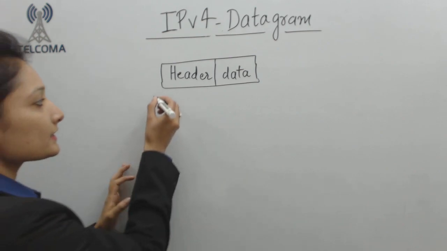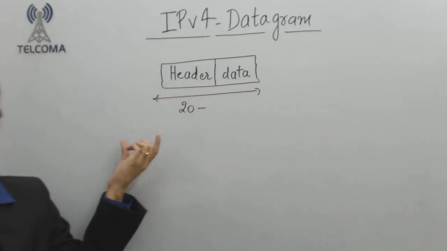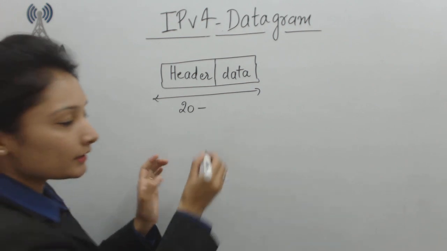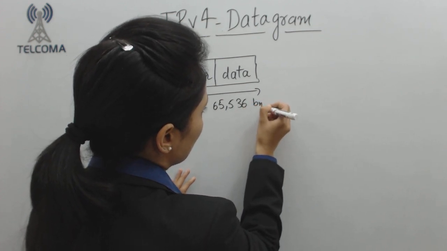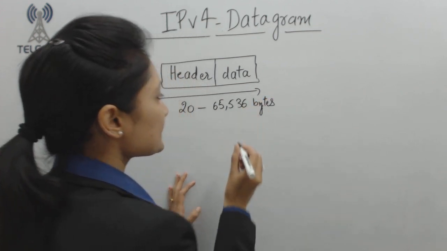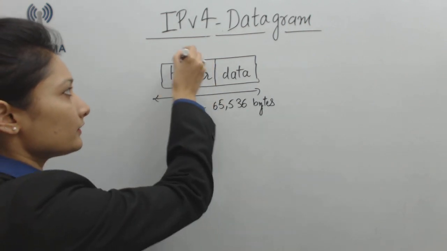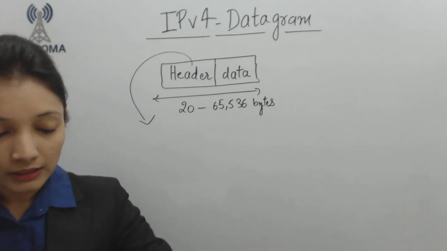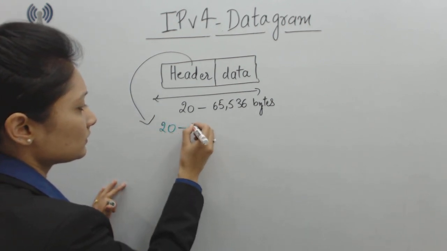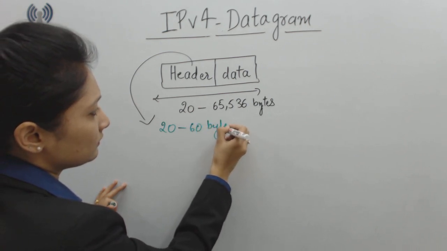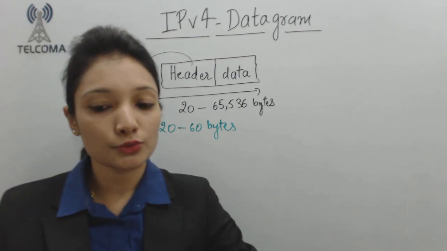The range of this complete field is from 20 to 65,536 bytes, out of which the length of the header is 20 to 60 bytes, and the remaining is your data, the user payload.